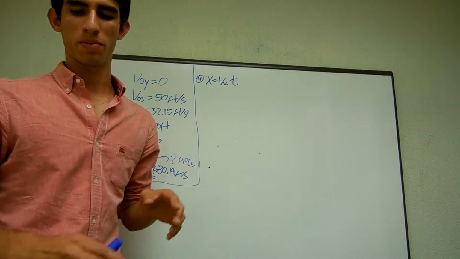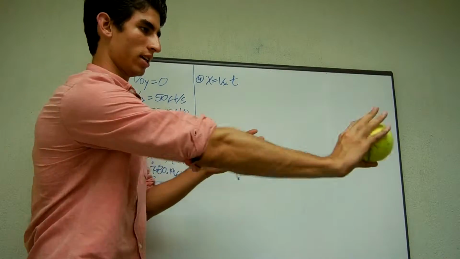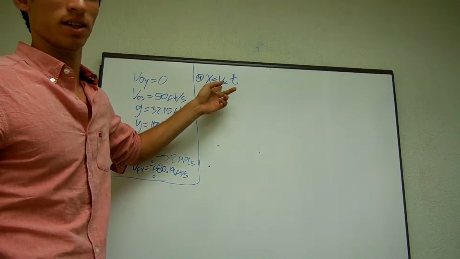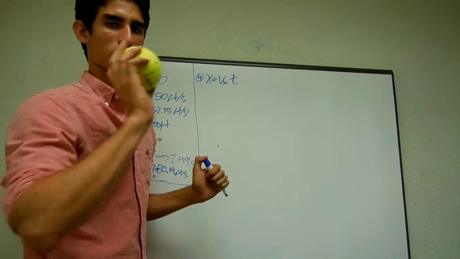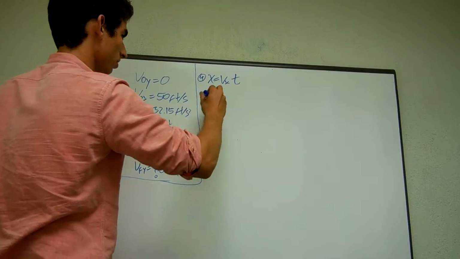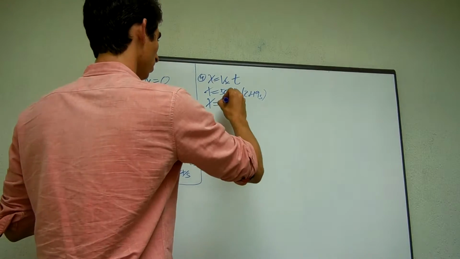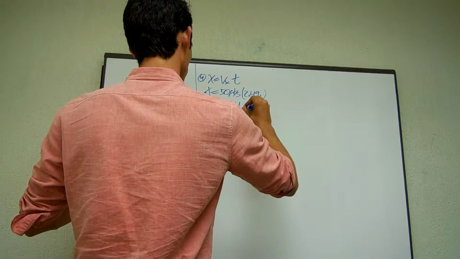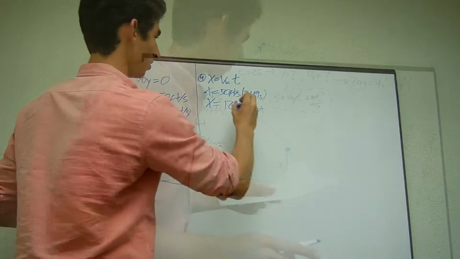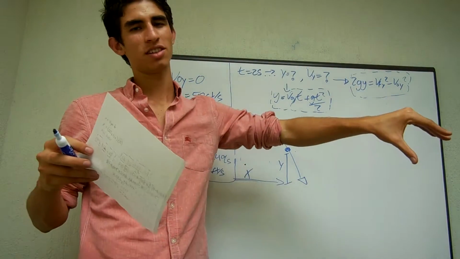The fourth thing we're being asked for is the distance the ball gets away from the building in the x direction. So this is our formula. We know the velocity in the x direction, which is the one with which the guy throws the ball horizontally, and we know the time it takes falling down, so we can just substitute these values. And we get the result that x is equal to 124.5 feet.